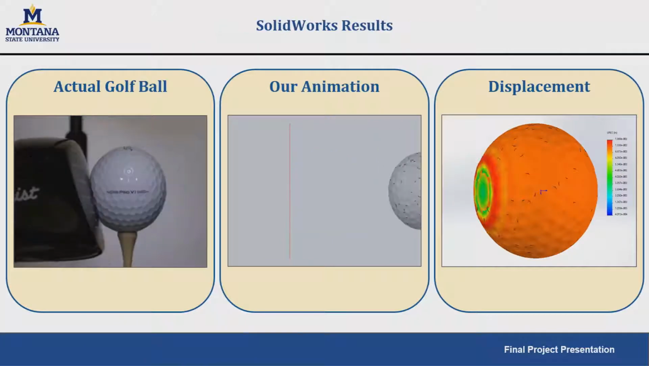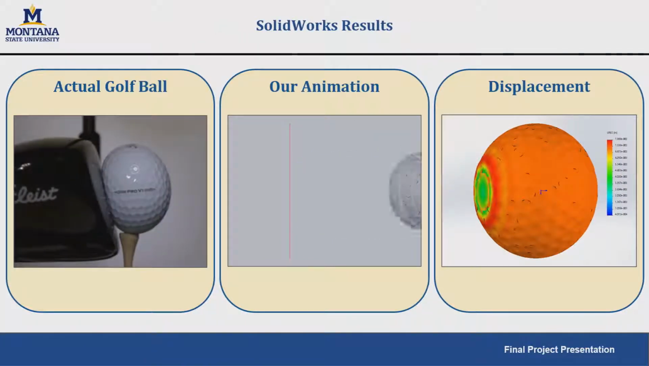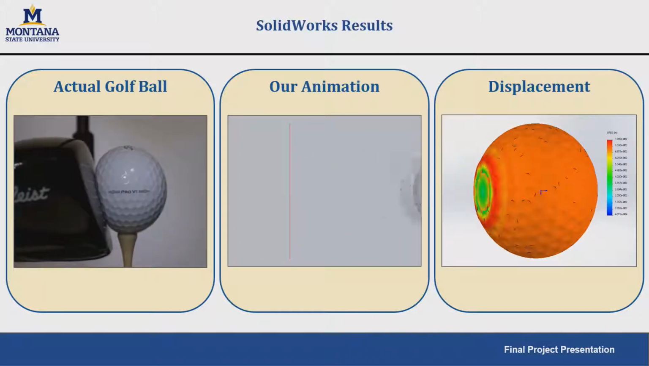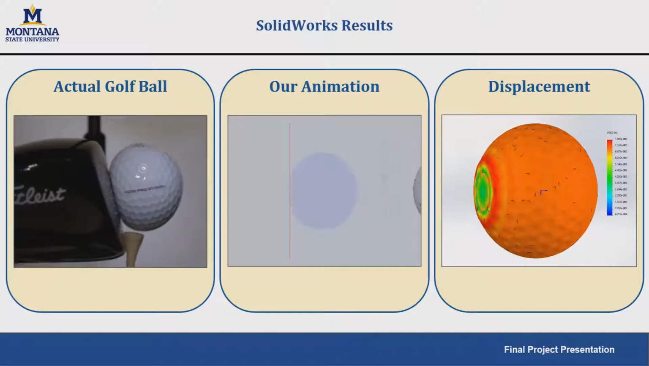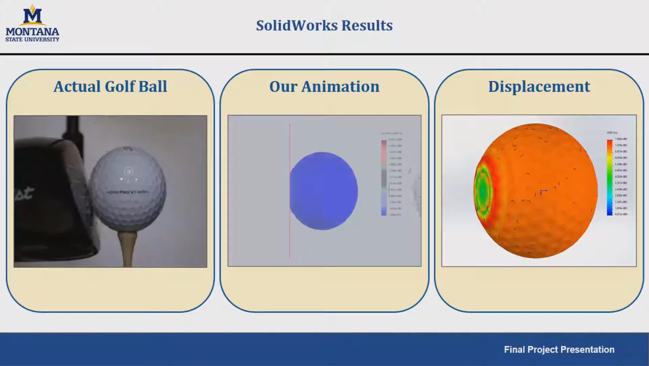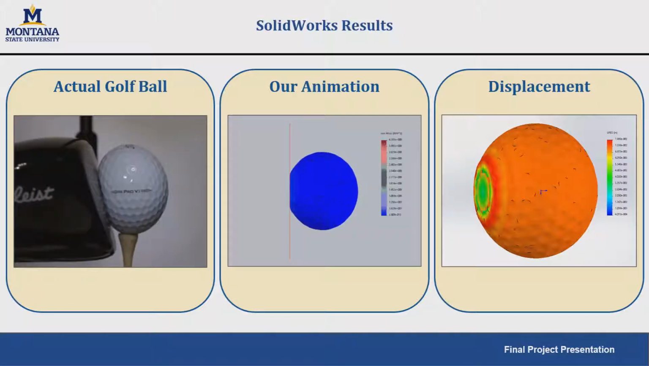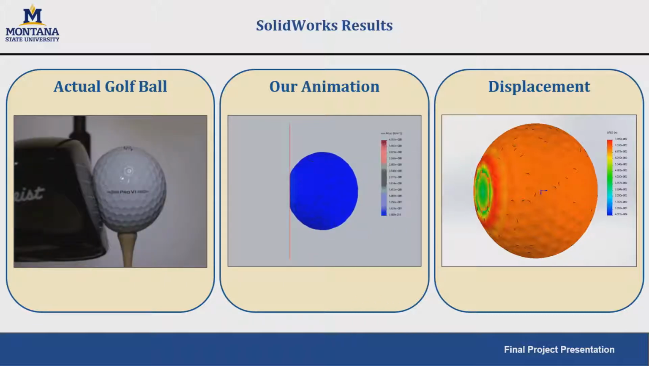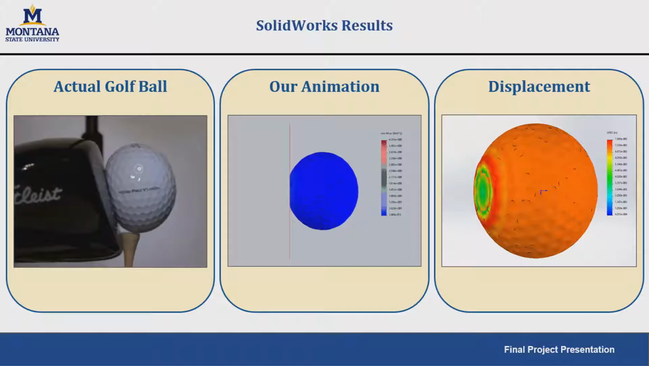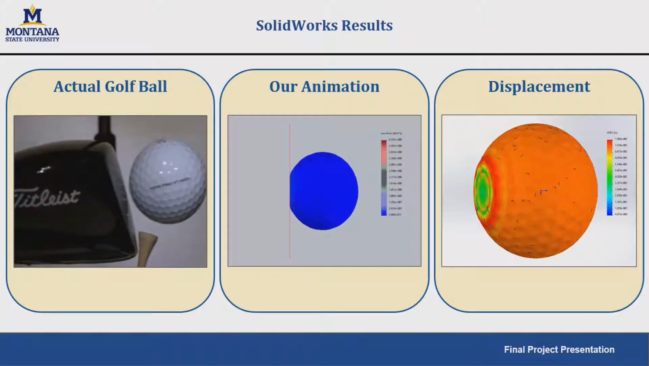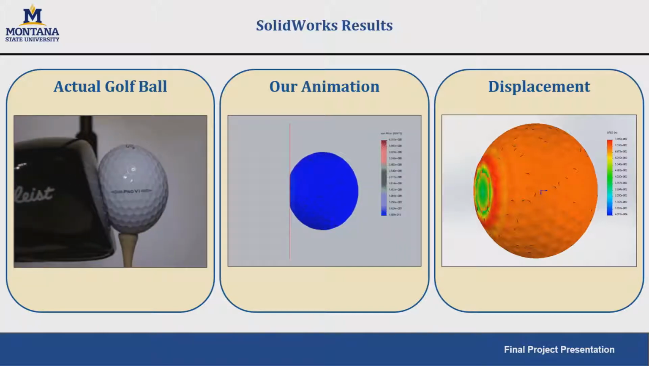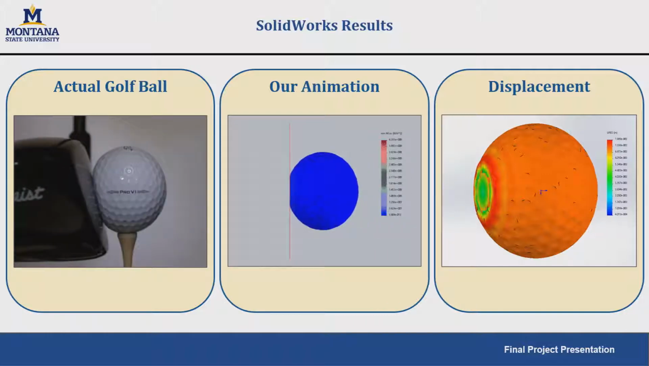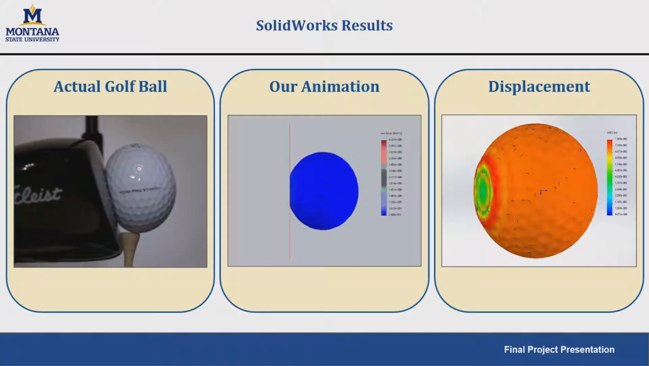Now that we have shown you how to run a SOLIDWORKS drop test, we will share with you some of our own results. On the far left is an actual golf ball being struck by a golf club. In the middle, we have our animation of a golf ball impacting at 41.75 meters per second, a speed typical of an average golf swing. On the far right is our displacement graph of our simulation. As you can see, our simulation is reasonable, but would benefit from being run with finer meshes. Now we will walk you through running the same simulation, but in ANSYS Explicit Dynamic Simulation.